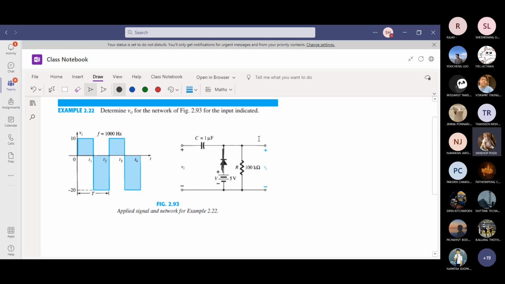How are you measuring the output voltage? Your probe is here. V out probe plus and ground is here. You are measuring the parallel node. What voltage will you get? Oh, parallel one. Give me a second, Nazan.